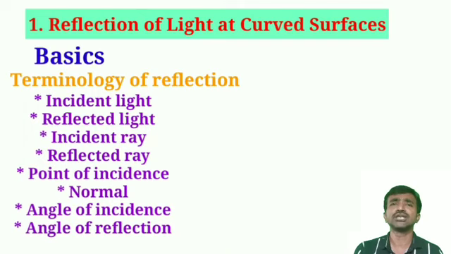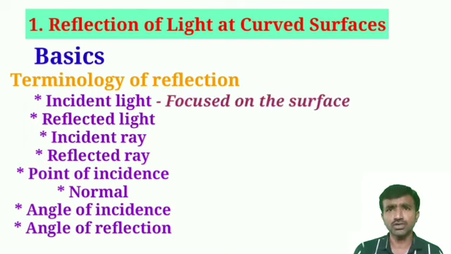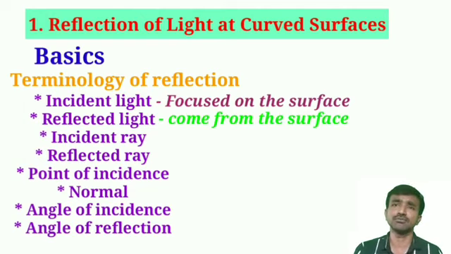Incident light means the light which is focused on the surface of a mirror, or we can say the light which meets the surface is called incident light. So what is reflected light? The light which comes back from the surface, or the light which bounces back from the surface, is called reflected light.